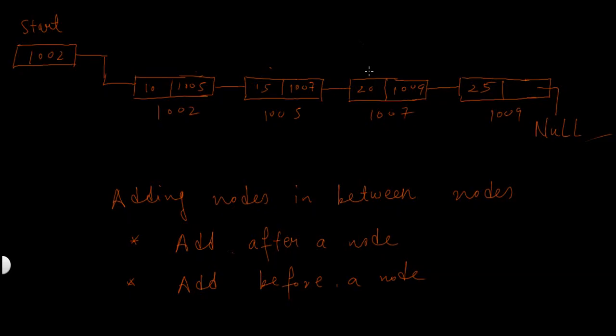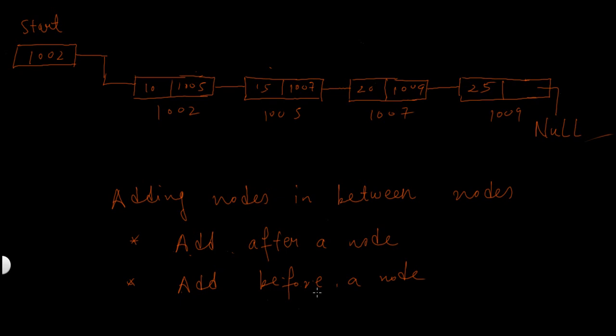Now adding nodes in between can be divided into two parts. First, adding a node after a given node. Now if the user chooses to add a node after this node, then a new node will be added here between these two nodes. And adding a node before a node means that if the user chooses to add a node before this node, then a new node will be added here between these two nodes. So either way, a new node will be added in between.